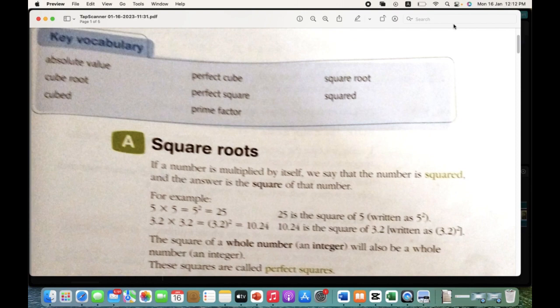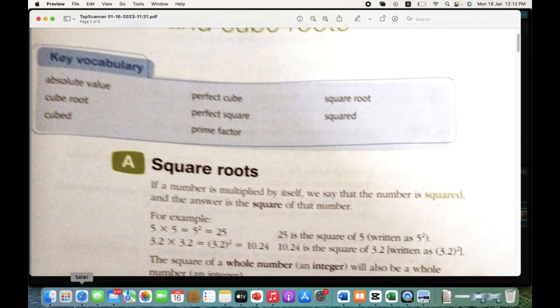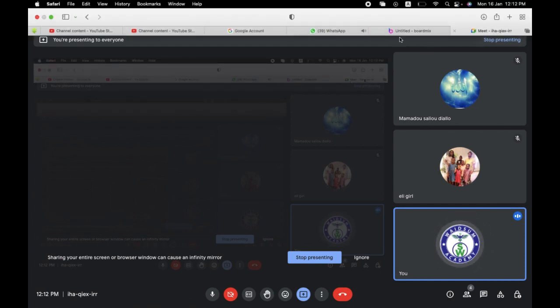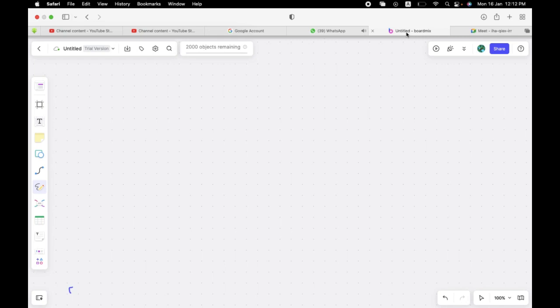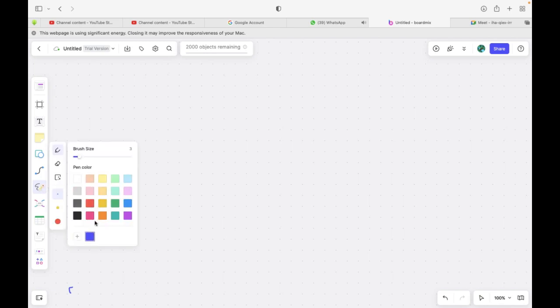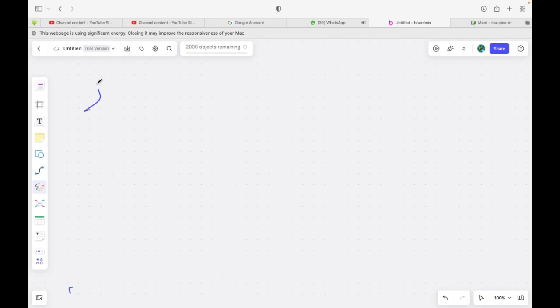Okay. Now, when you say a square number, you're saying when you multiply a number by itself. So when I say square number, it means I'm multiplying the number by itself.